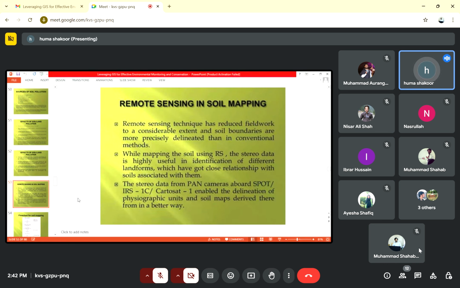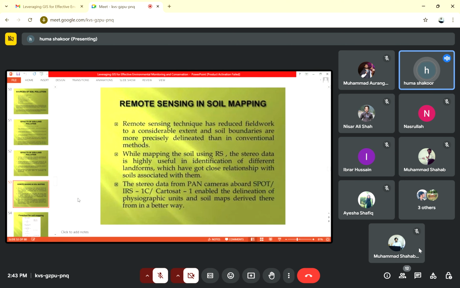What is remote sensing? How is remote sensing used for soil mapping? Remote sensing techniques have reduced the field work to a considerable extent, and soil boundaries are more precisely delineated than with the conventional methods. While mapping the soil using RS, the stereo data is highly useful in identification of the different landforms which have a close relationship with the soil associated with them.